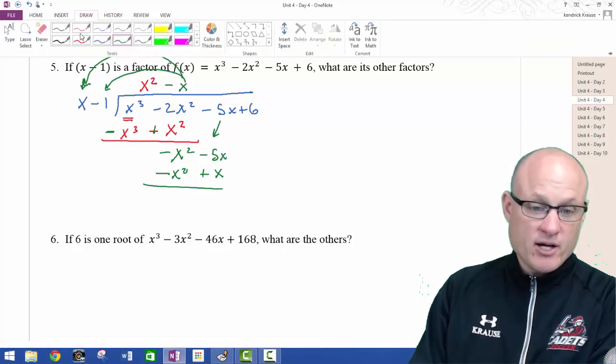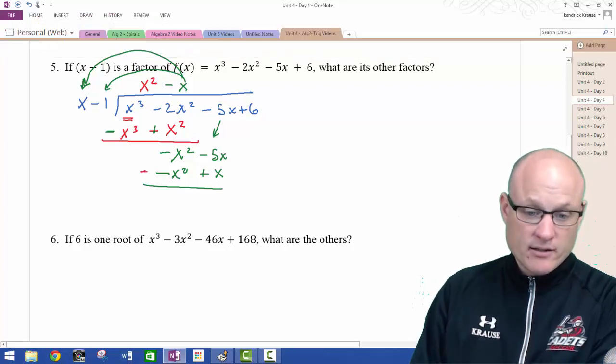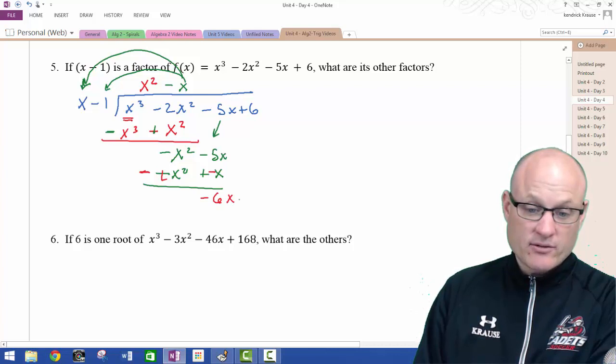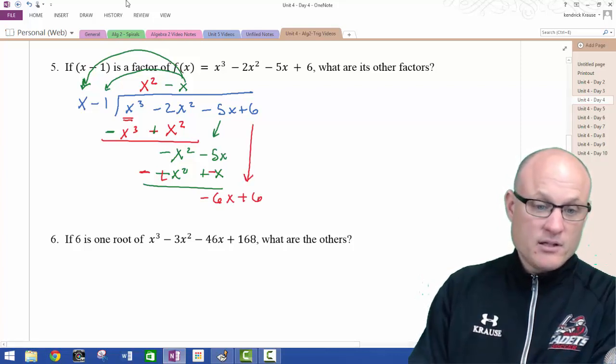Again, though, be careful. This is the hard part. We're subtracting. So you're going to subtract here, which turns this into a positive, but this into a negative. So I end up with negative 6x. Bring down the positive 6. And get rid of some lines here.